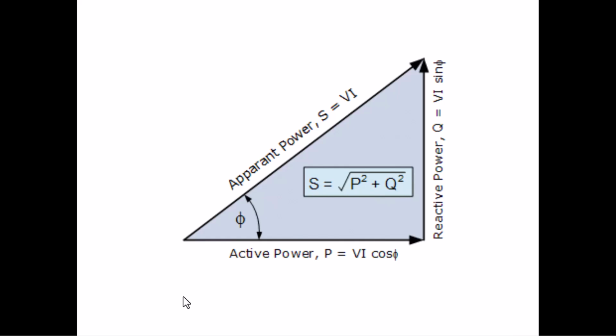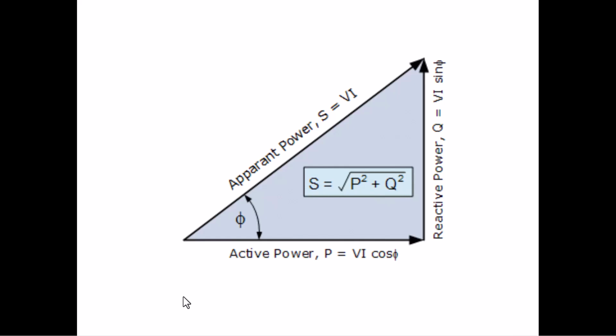Let's discuss the power triangle concept and its explanation. It's a very essential visualization tool in AC power systems. The power triangle is a graphical representation that helps us understand the relationship between three types of power in AC circuits. First, we have real power, which is measured in kilowatts.